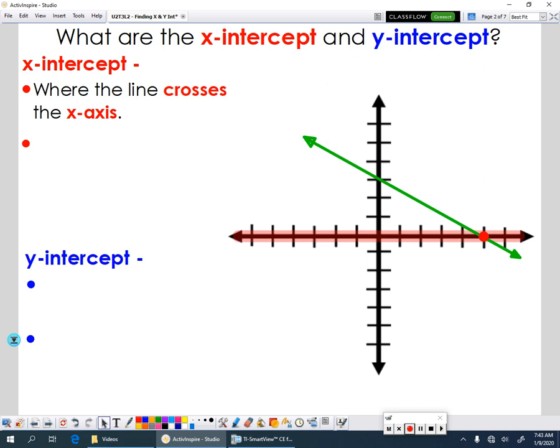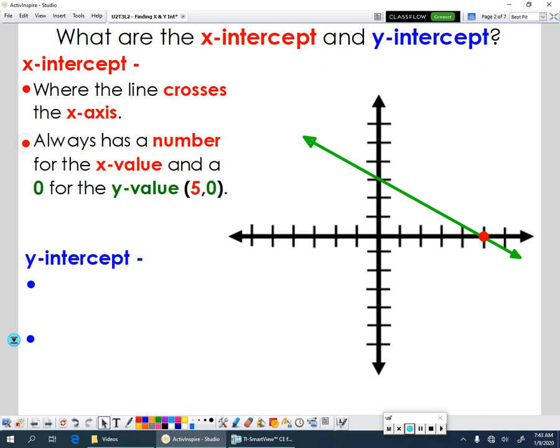So if you look at this red highlighted axis, that's your x-axis. That point where your green line crosses it is your x-intercept. Now, your x-intercept will always have a number value for x, and your y value will be a 0. So if you look at where this point is, its ordered pair is 5, 0.